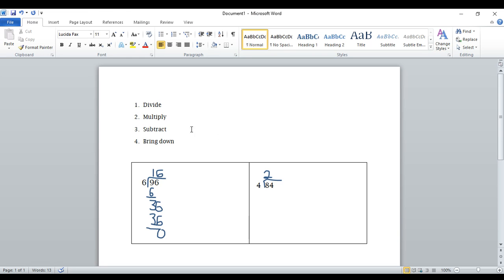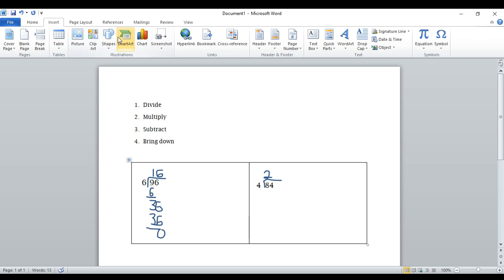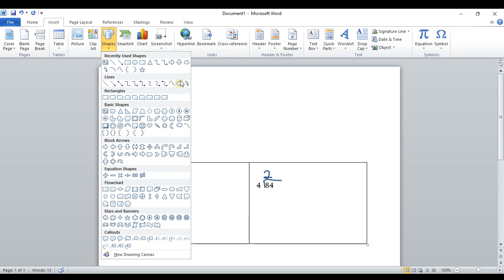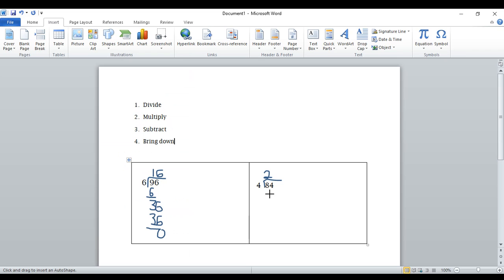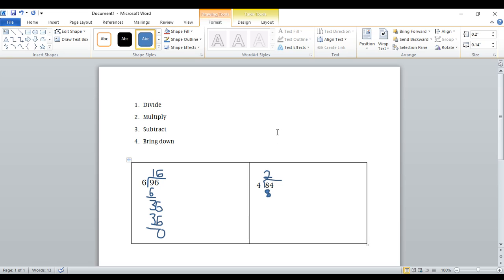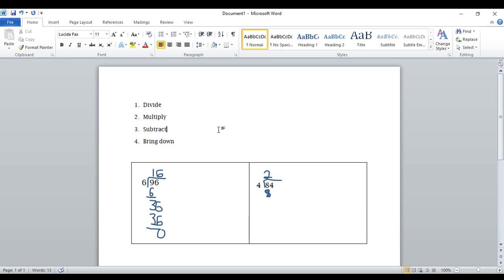And our next step is to multiply. So we multiply this number by our divisor, 2 times 4. And 2 times 4 is 8. So we're going to write that 8 right here underneath our top 8.